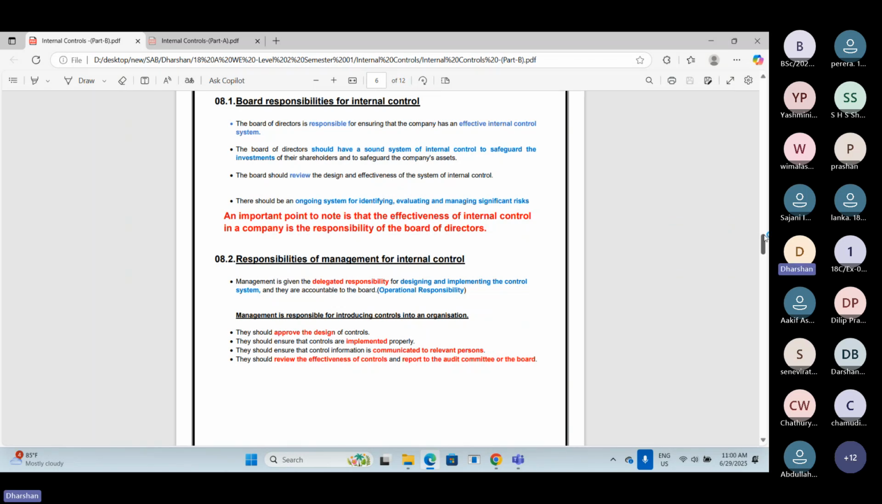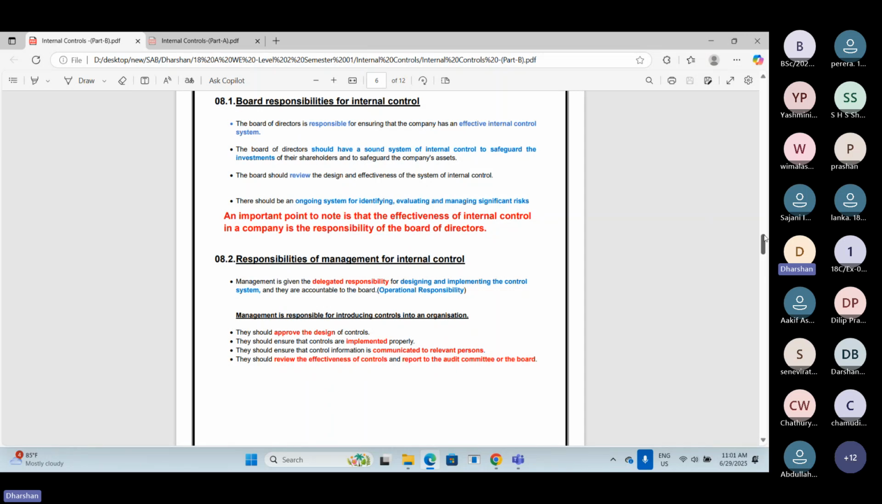Management is responsible for introducing controls in the organization. They should approve the design of control. They should ensure that controls are implemented properly. They should ensure that control information is communicated to relevant persons. So delegated responsibilities: designing and implementation. They have to design, which means they have to approve the design. Final approval must be given by the directors. They should approve and they should implement. They should communicate to the relevant people. These are the management's responsibilities.